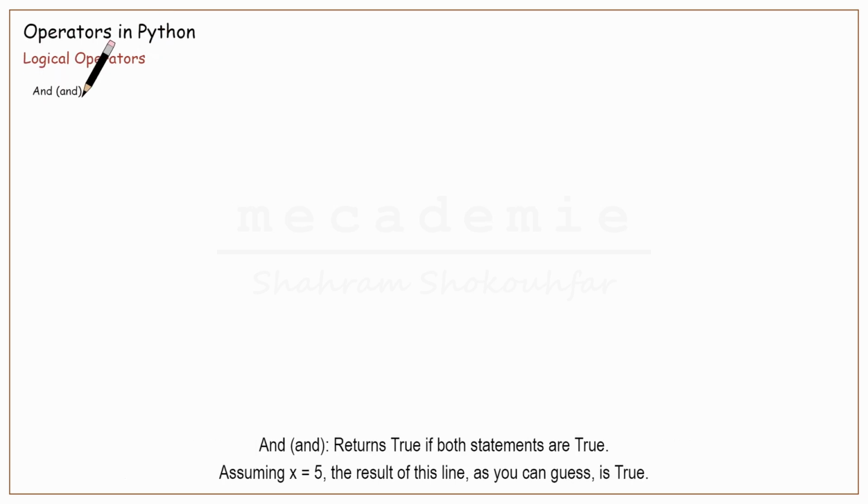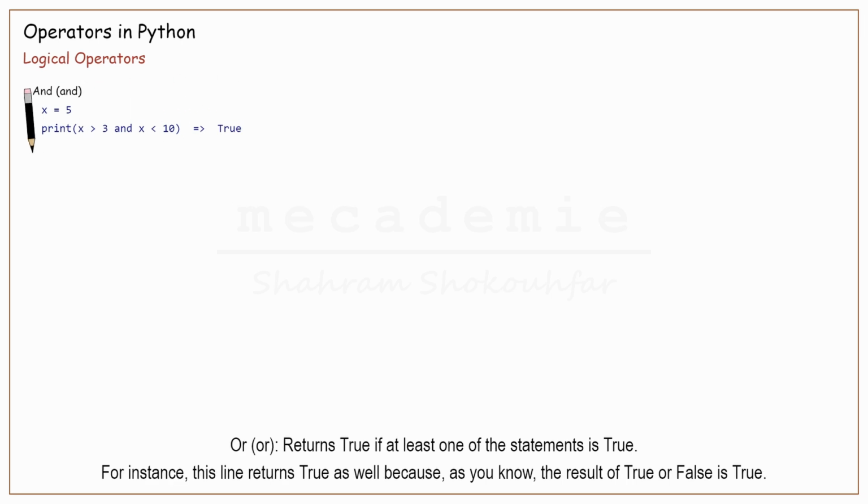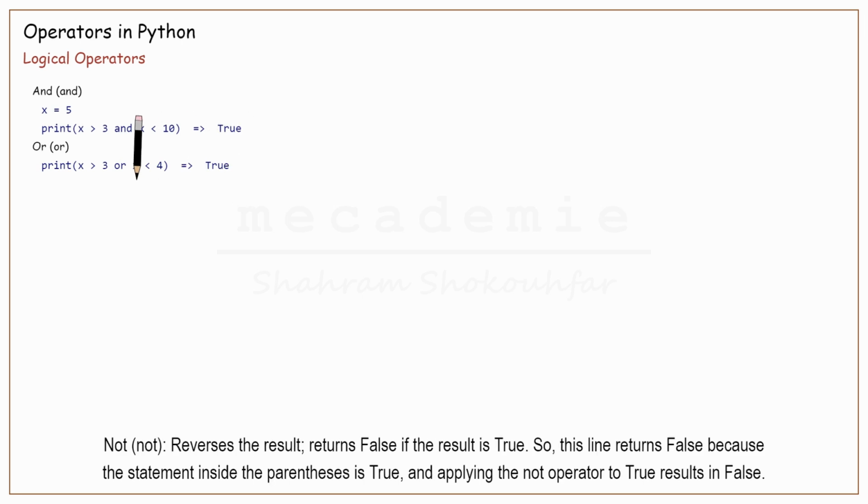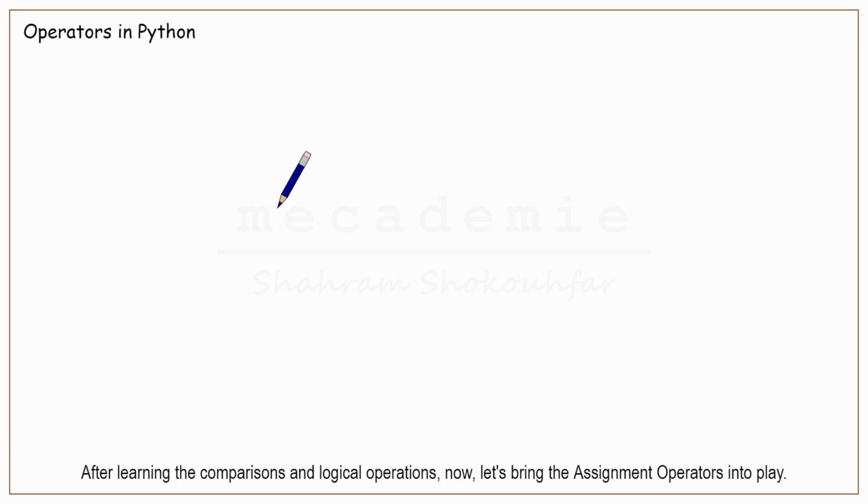And returns true if both statements are true. Assuming x equals 5, the result of this line, as you can guess, is true. Or returns true if at least one of the statements is true. For instance, this line returns true as well because, as you know, the result of true or false is true. Not reverses the result, returns false if the result is true. So this line returns false because the statement inside the parentheses is true, and applying the not operator to true results in false. After learning the comparisons and logical operations, now let's bring the assignment operators into play.